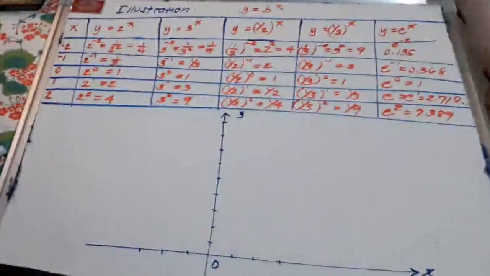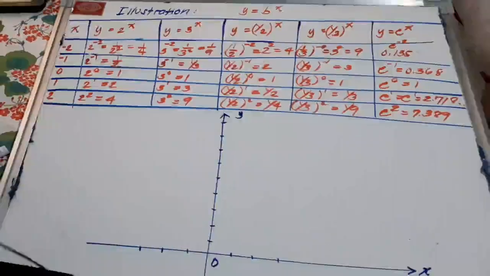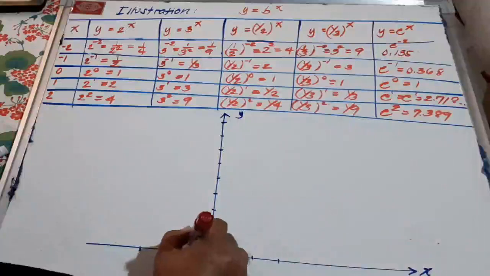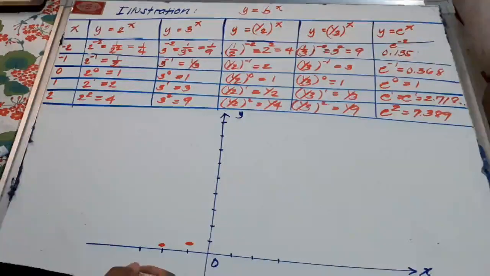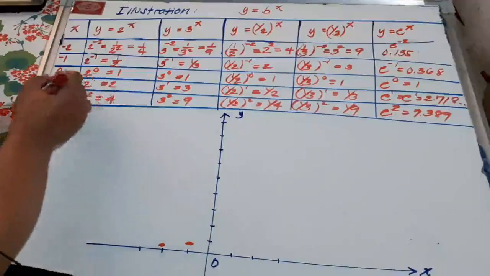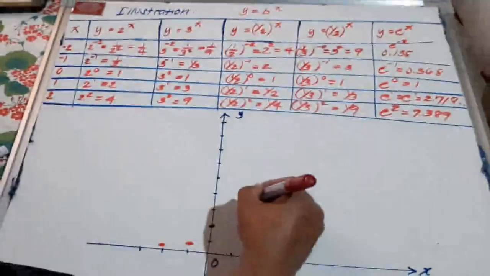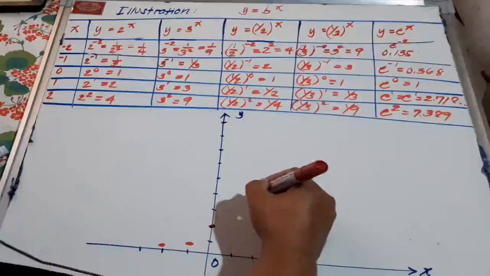Start tayo kay y equals 2 to the x. So, you have negative 2, 1/4. Negative 2 here, 1/4. Dito. We have negative 1, 1/2. Negative 1, 1/2. And then, 2 squared is 4. 0, 1. Next is 1, 2. 2, 4. 1, 2, and then 4.